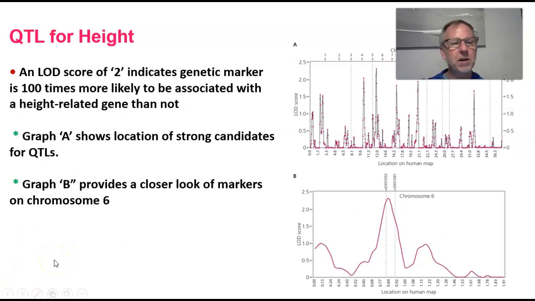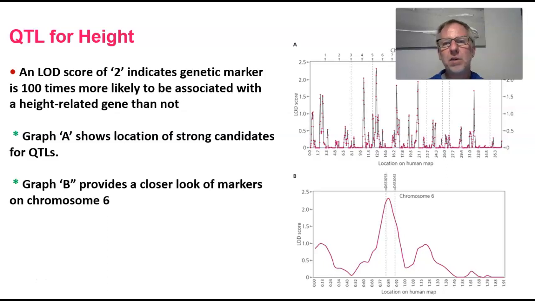All right, so continuing, QTL for height. There's a little bit more here. An LOD score of 2 indicates that a genetic marker is 100 times more likely to be associated with a height-related gene than not. So look at the graph and look at figure A on the top. LOD score is on the vertical axis. Location on the human map is on the x-axis. So that's where, in the human genome, on which chromosome and what part of the chromosome genes might be found that are influencing, in this case, human height.